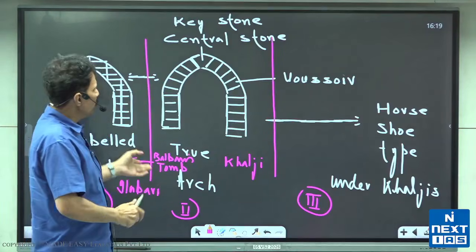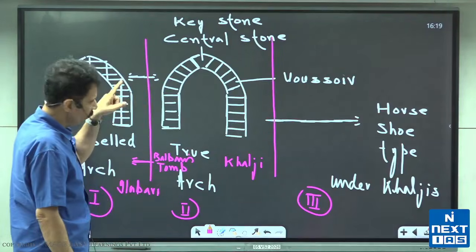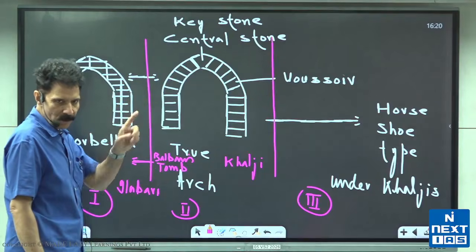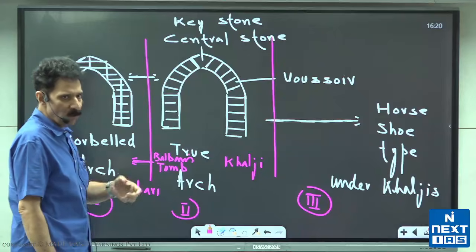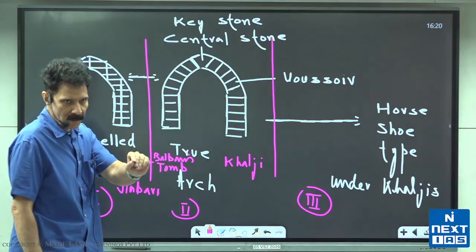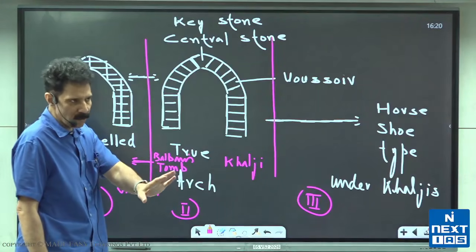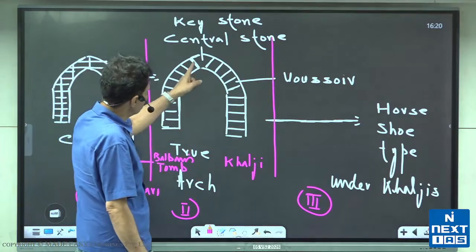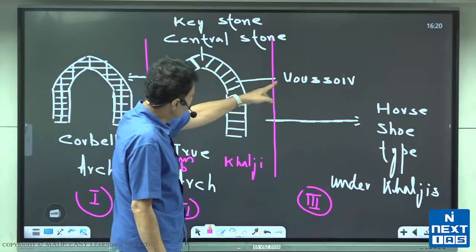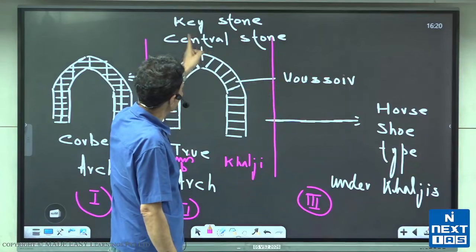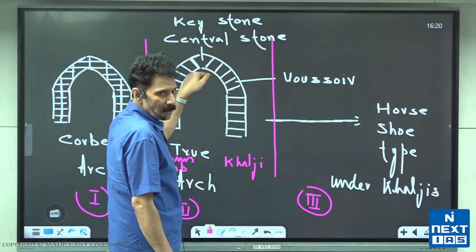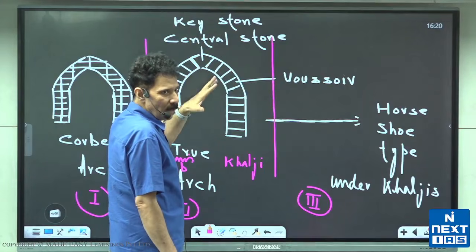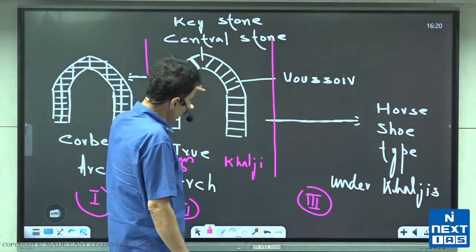Okay. Plus these kinds of working rough diagrams you can draw in the exam also. Because when you write true arch somewhere in your answer, just don't write true arch. Draw this, mark Voussoir, mark central stone, keystone. The examiner will have the impression that you have in-depth knowledge here.